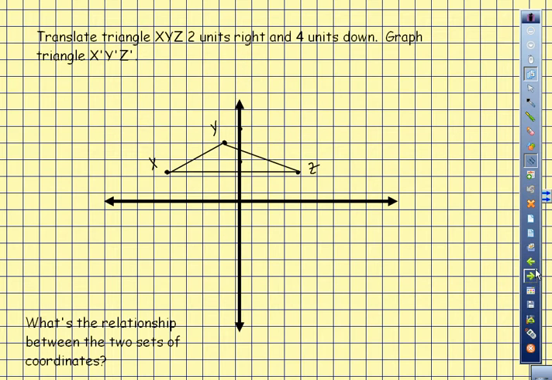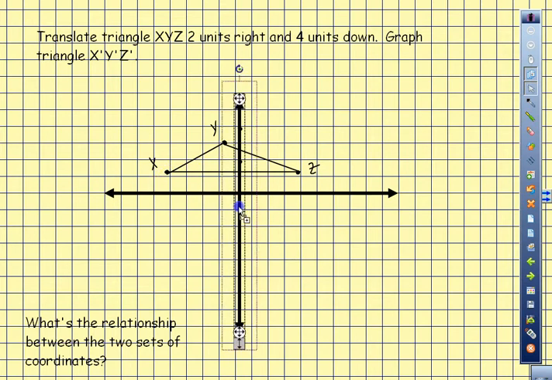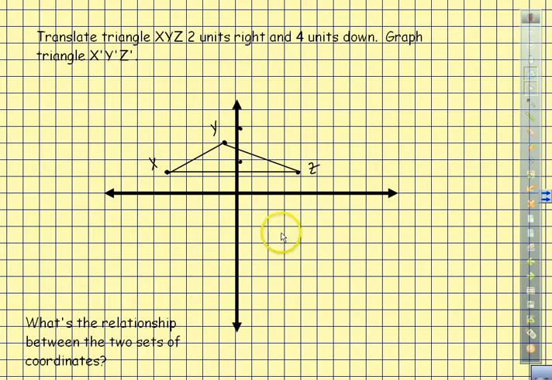It says translate triangle X, Y, and Z 2 units right and 4 units down. And then it says graph triangle X prime, Y prime, Z prime. So, in doing so, I got to move these again a little bit. For some reason they transfer, they just don't match up for some odd reason. These are some extra dots, don't worry about those.